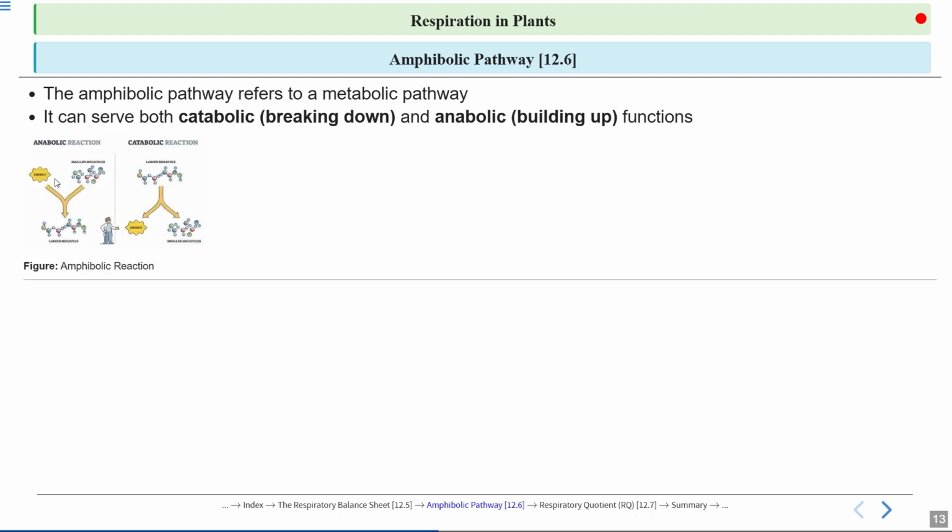So here in the image you can see, in anabolic reactions, smaller molecules build up to make larger molecules, and in this process, energy is utilized. Whereas if you look at catabolic reactions, which means breakdown, here larger molecules split, that is, they break down into smaller molecules with the release of energy.